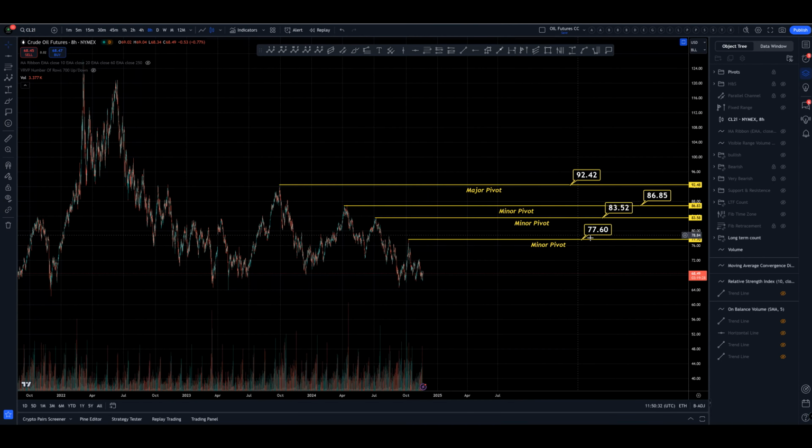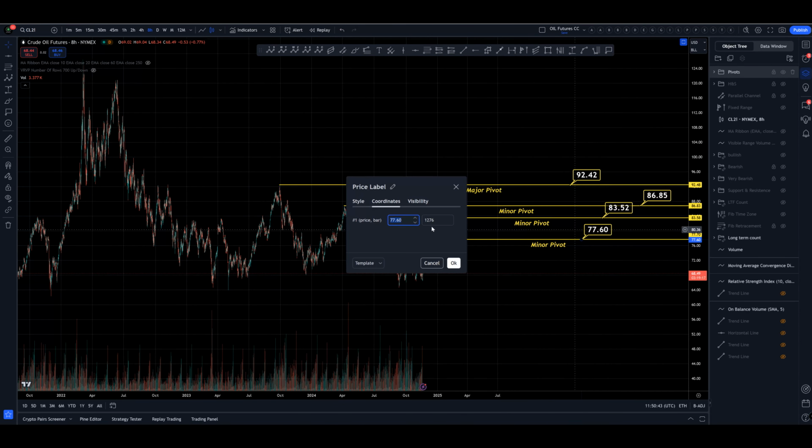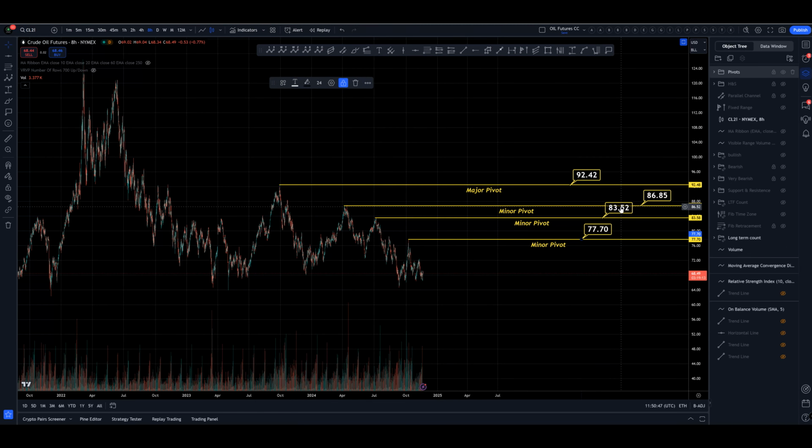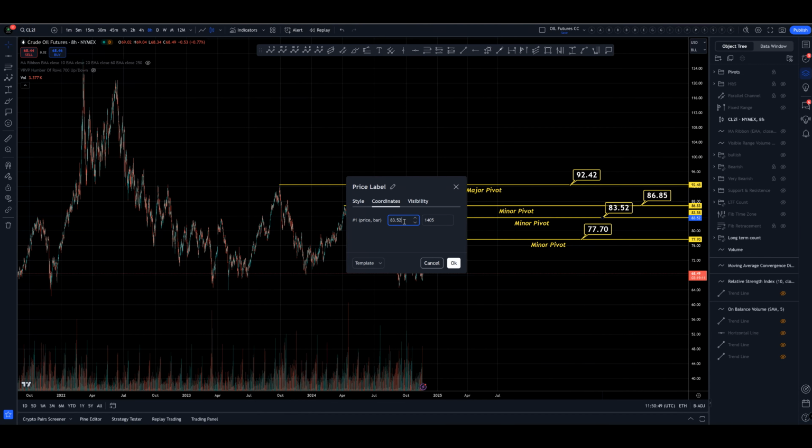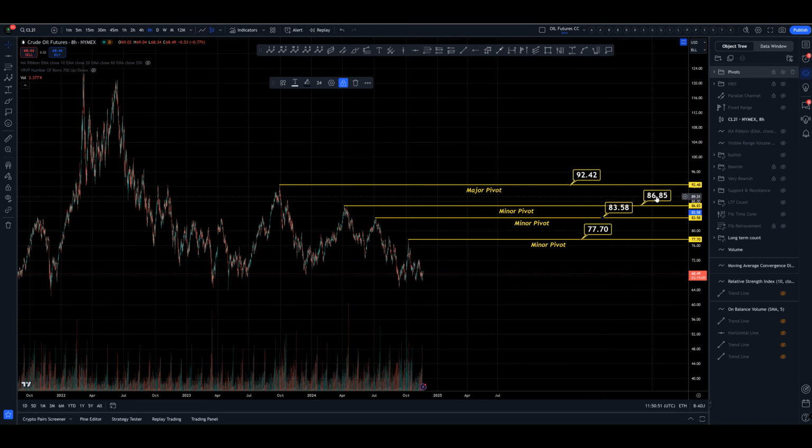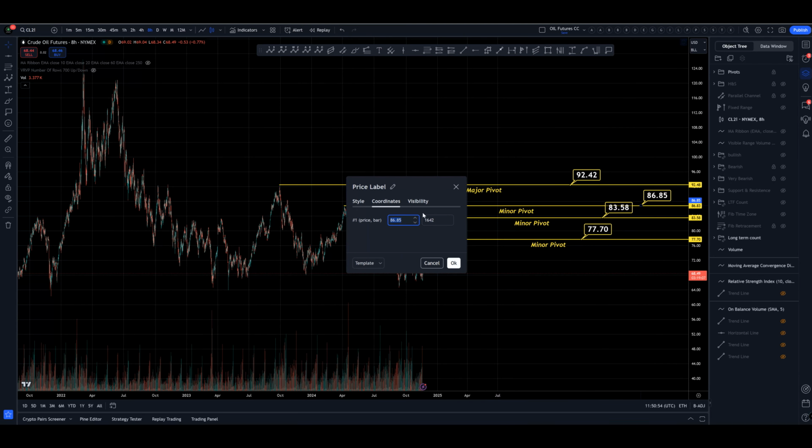So the minor pivots of 77.60, 83.52, 63.85, and 92.42. These might not be exactly precise because I don't think I've actually adjusted them. So I'll do that now, so I can give you the exact pivots, and we can just save those again. I thought I had adjusted them, but, a bit neglectful of me, I haven't been super precise. So let's try that again.